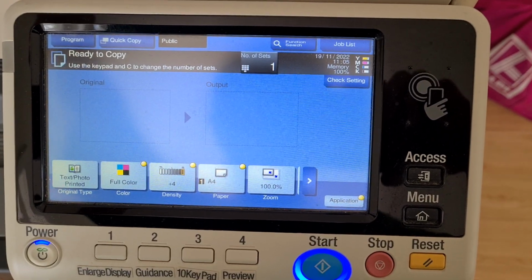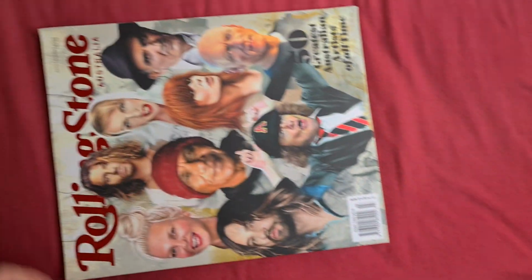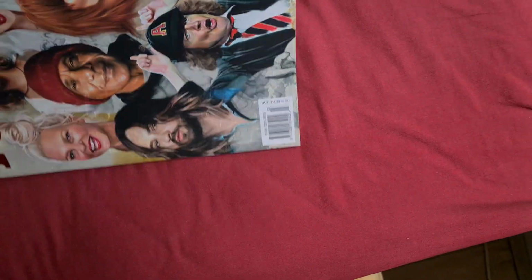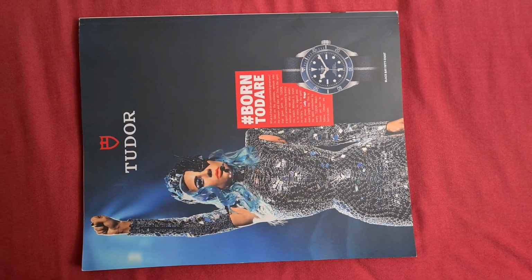Okay, let's see what we have. We have here this ad for Tudor watches. So this is what we've used in the past, Rolling Stone magazine, and we're just using this back one on the back. And basically, yeah, let's see how we go with it.